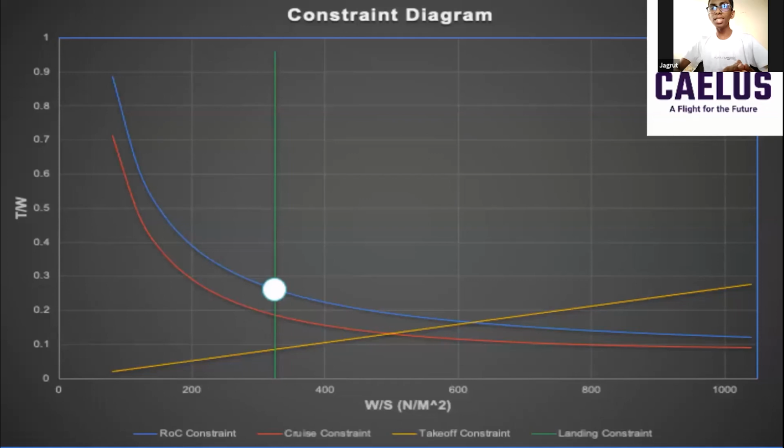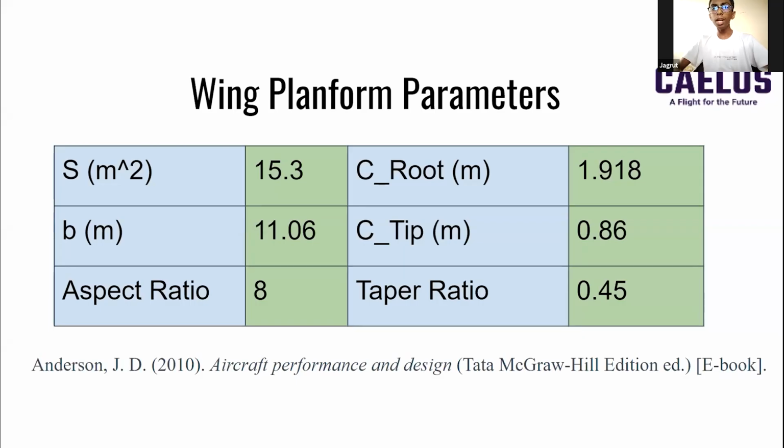Anirudh, can you go back to this? In the graph, the landing constraint shows the maximum W by S for landing. All the other curves, however, show the minimum T by W required for the phase. Therefore, our feasible region would be above the ROC constraint curve and to the left of the landing constraint curve. The green circle shows the optimal design point with a T by W of 0.28 and W by S of around 325.